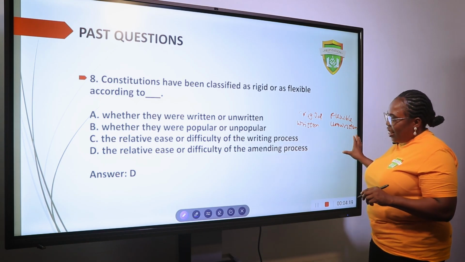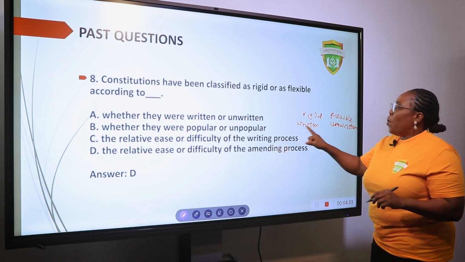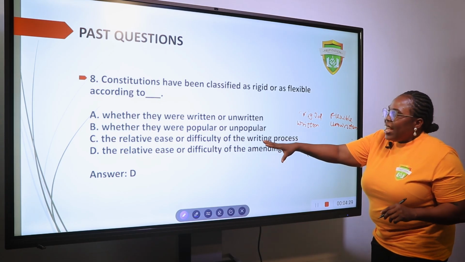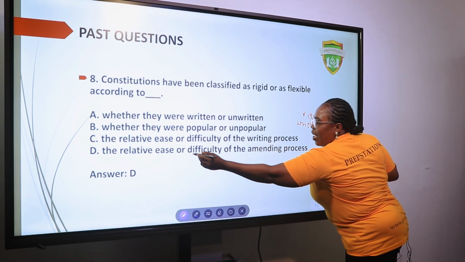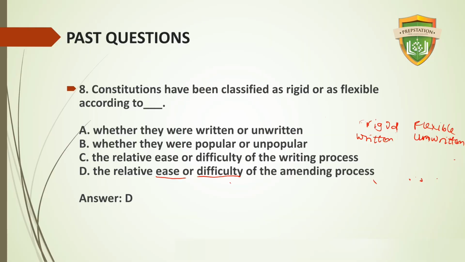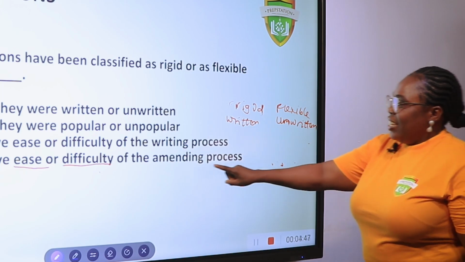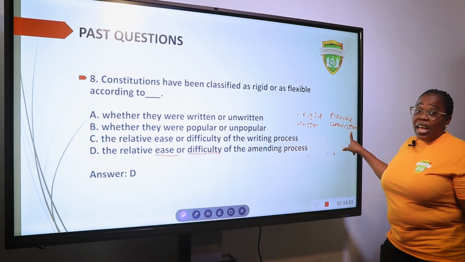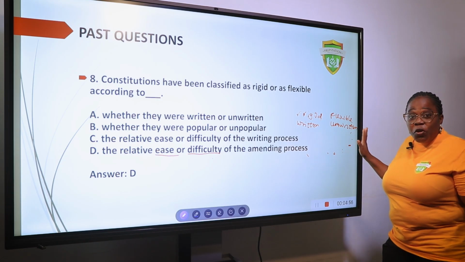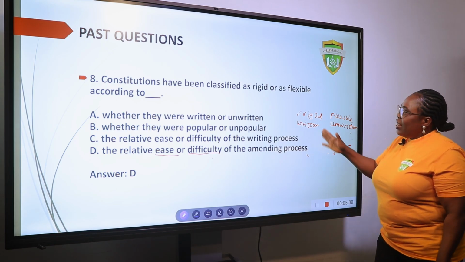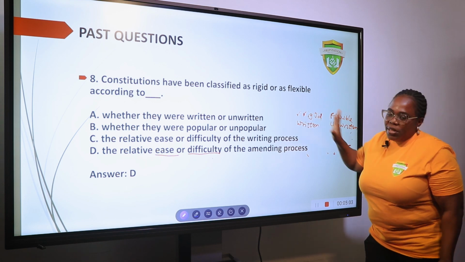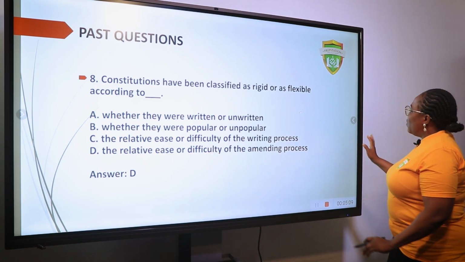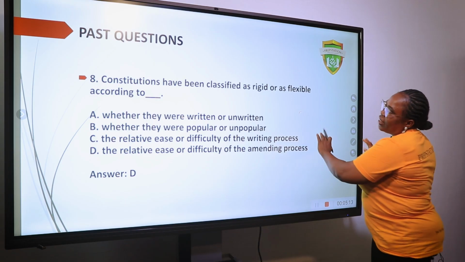So the answer here is not whether they were written or unwritten. No. It is not popular or unpopular. It is not relative ease. Rather, it's those two here. Difficulty and ease of the amending process. They are two opposites. Difficulty goes for the rigid, while the ease goes for the flexible. I took time here to explain so that when you see such questions, you're not confused. They are trying to tell you that these two, like I said earlier on, are opposites. So take note of this. Okay, let's go to the next question.